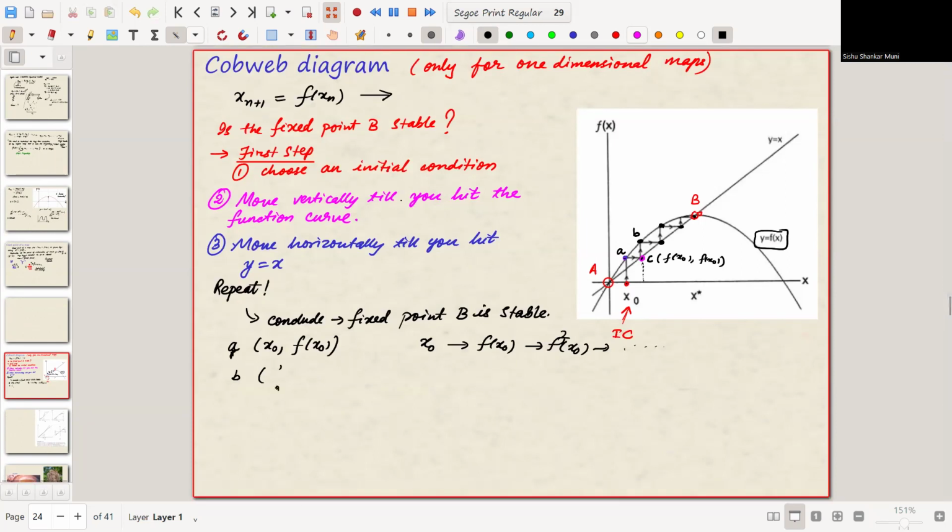It should be f of x naught, comma. How many of you could not get it? Then I can say it again.